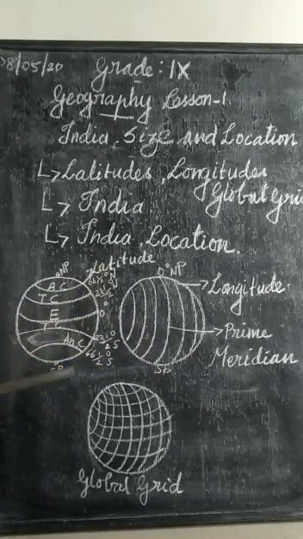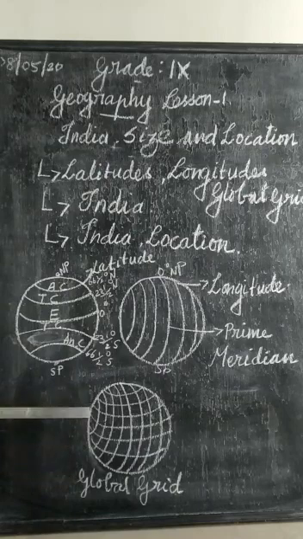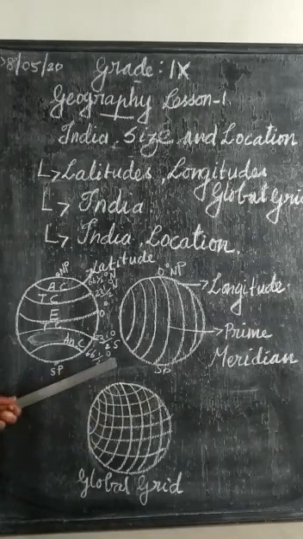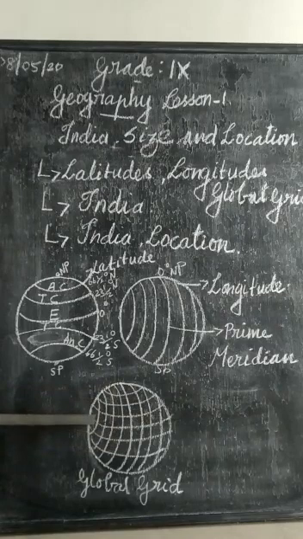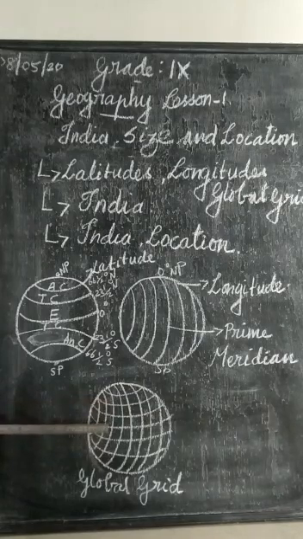Let us discuss the global grid. What do you mean by global grid? The lines of latitude and longitude cross each other to form the global grid. The global grid is used to find the exact location of a place.